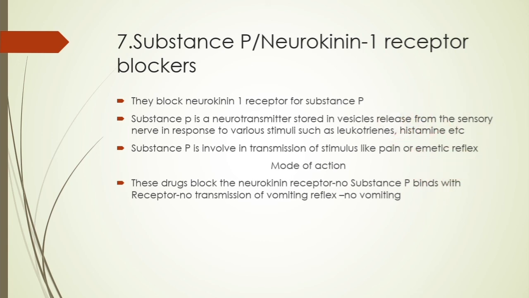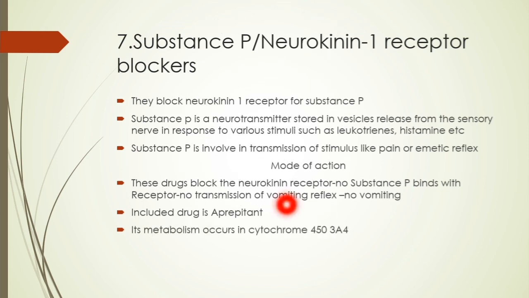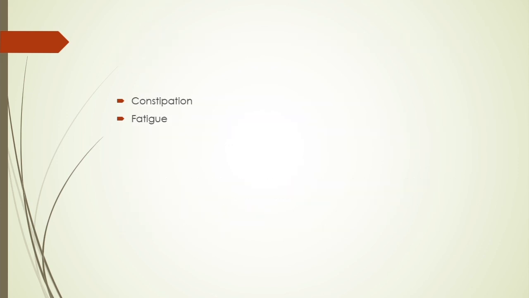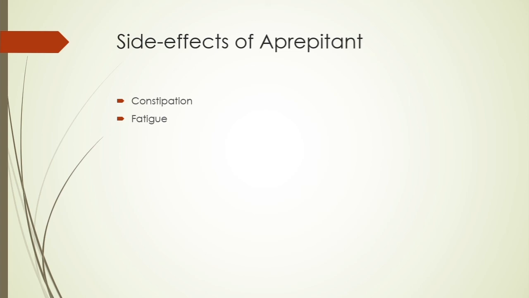And here we have the mode of action of these drugs. These drugs block the neurokinin receptors, and as they block this receptor there will be no binding of substance P, and there will be no transmission of the vomiting reflex, and there will be no vomiting. It includes only one drug, which is aprepitant, and its metabolism occurs through the enzyme cytochrome P450 3A4. Now, moving forward to the side effects of aprepitant, which are constipation and fatigue.